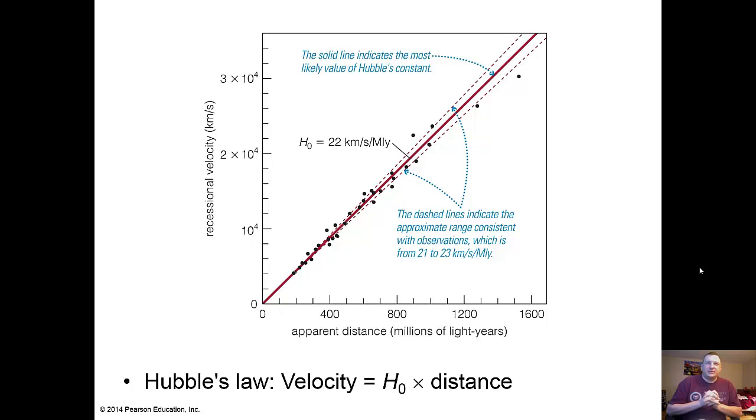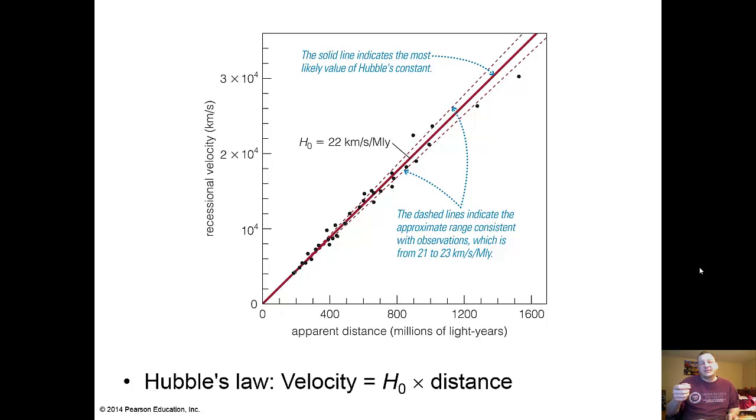Ignore this 22 on the screen. I don't know where they're getting this 22 from, but trust me, it is about 72. That's probably a misprint on their part. 72 kilometers per second per mega. Oh, well, I see the issue now. It's 22 kilometers per second per millions of light years.